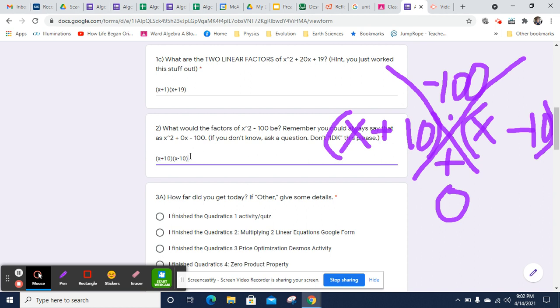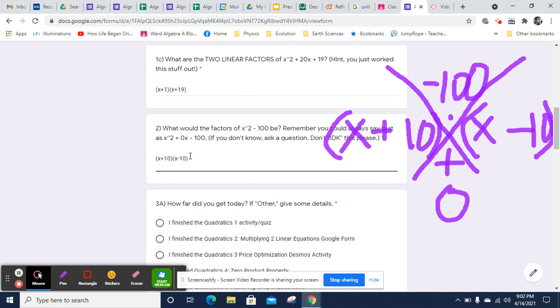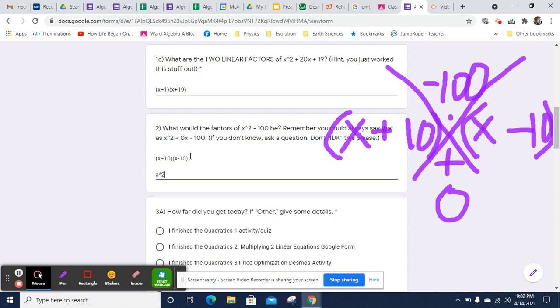Now, since it is a difference of squares structure, I just want to remind you that a squared minus b squared is going to equal a plus b times a minus b. And that would actually be a shortcut for this one. Just get the square root of x squared and the square root of 100. You're going to add those two, x and 10, and then they will be subtracted, just like we just did. I hope that was helpful.